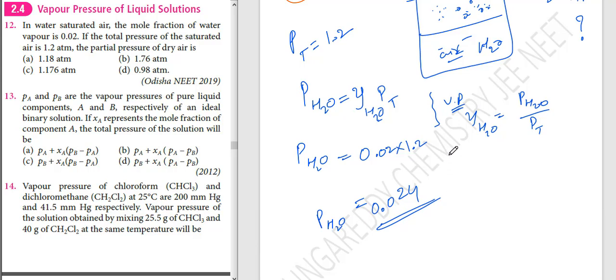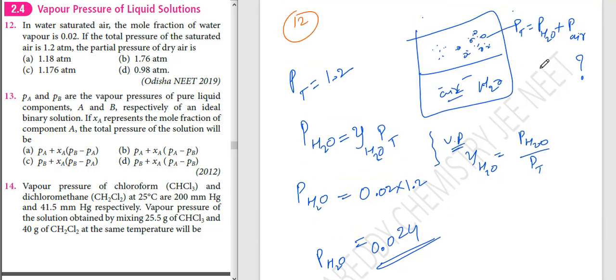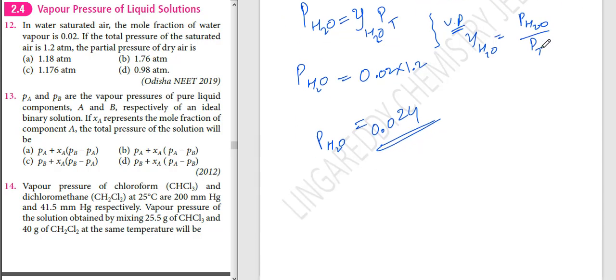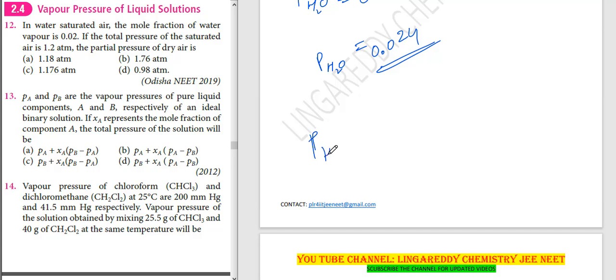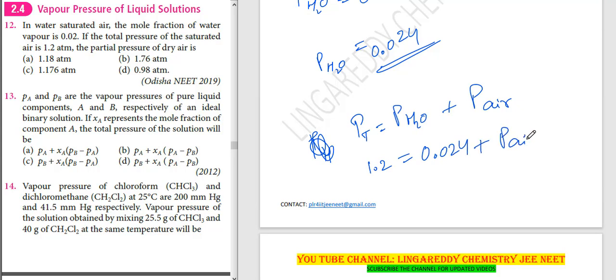What do we have to calculate? We need P air. What is the relation? P total equals PH2O plus P air. P total is given already in the question, 1.2. P water we just calculated, 0.024. P air we have to calculate. Then P air equals, just subtraction.